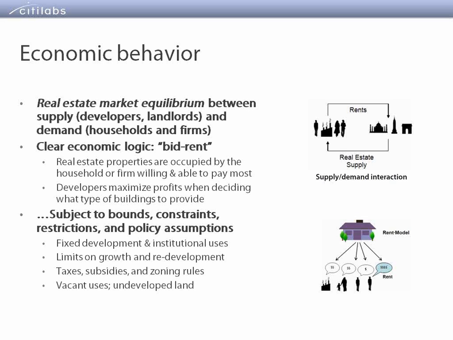And vacant uses can also be treated exogenously, like we know a certain percentage of the real estate is just going to go vacant in a particular area.